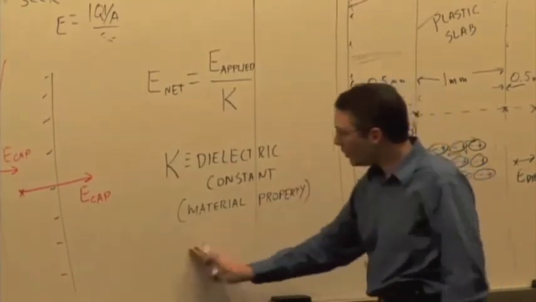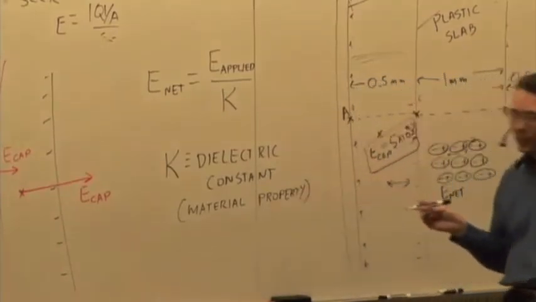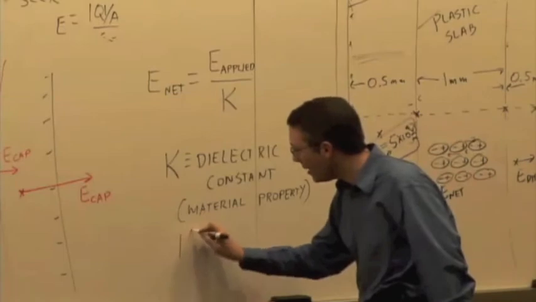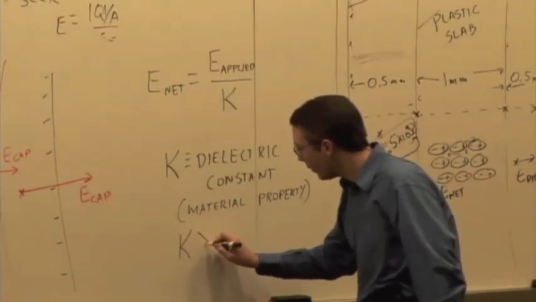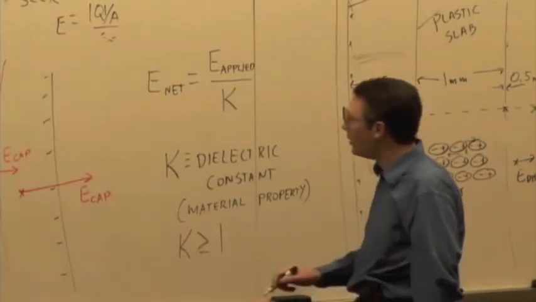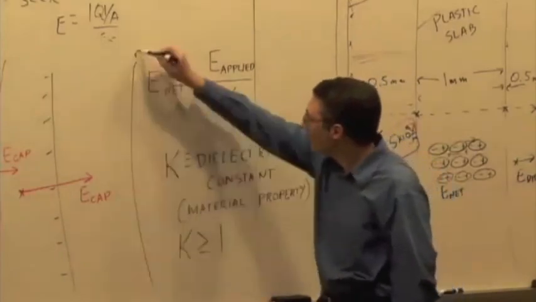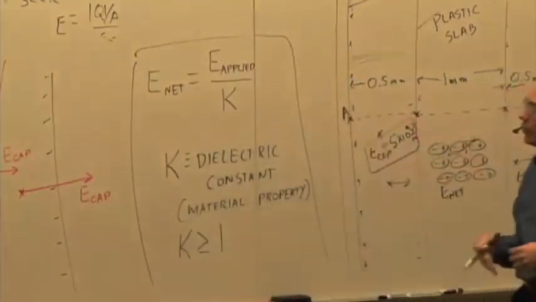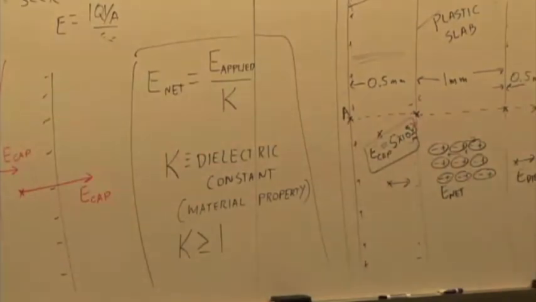And for most ordinary, well-behaved materials, there are lots of exceptions to this, but K is typically greater than or equal to 1. Okay? So if I'm dividing by a number greater than 1, my electric field has gone down. It's less than the original applied field. Okay?